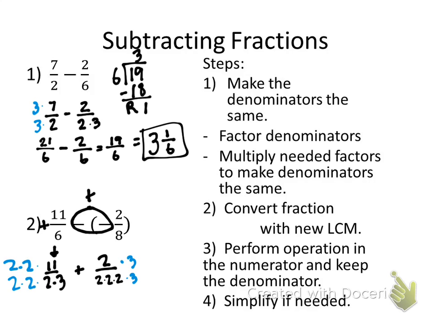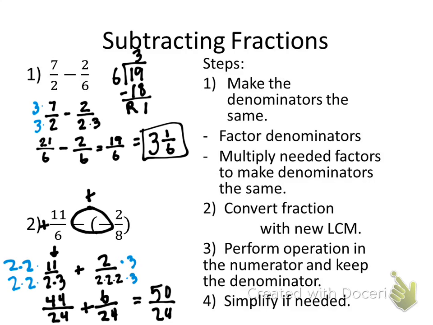We're gonna do this one. So 2 times 2 is 4, times 2 is 8, times 11 is 88... Denominator, 2 times 2 is 4 times 2 is 8 times 3 is 24. Add 2 times 3 is 6. And of course our denominator here is the same. 44 plus 6 is 50 over 24.